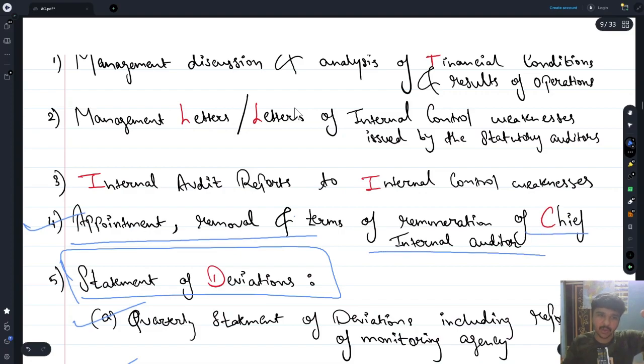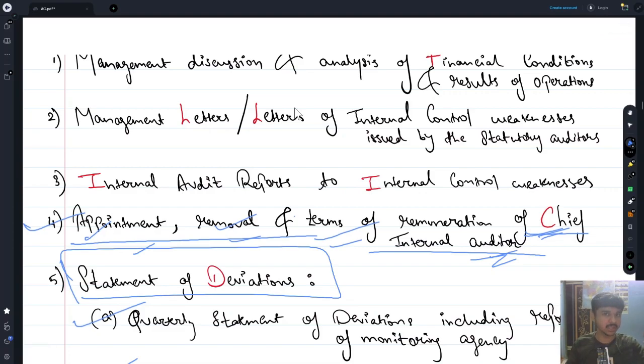So this point is what? Appointment, removal and terms of remuneration of chief internal auditor. So management looked into your P&L and balance sheet. Management saw some deviation. Now management is calling the chief internal auditor. What is this? Appointment, removal and terms of remuneration of chief internal auditor. This is what the audit committee has to mandatorily review.